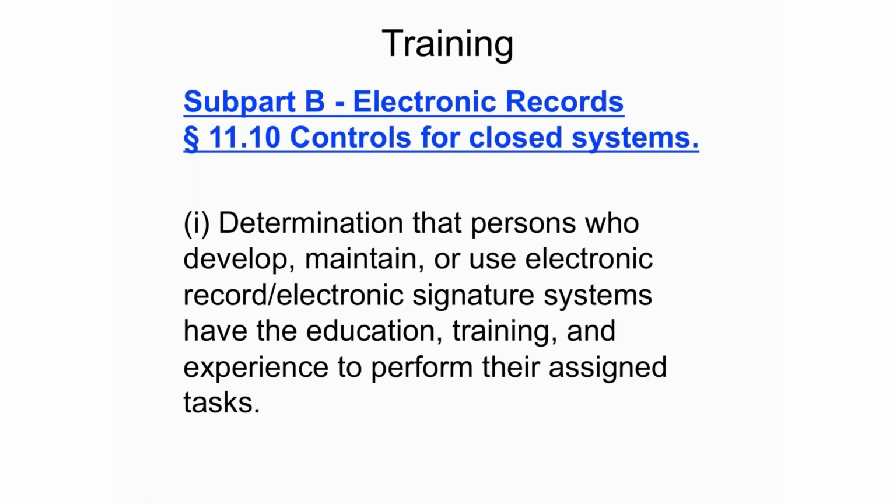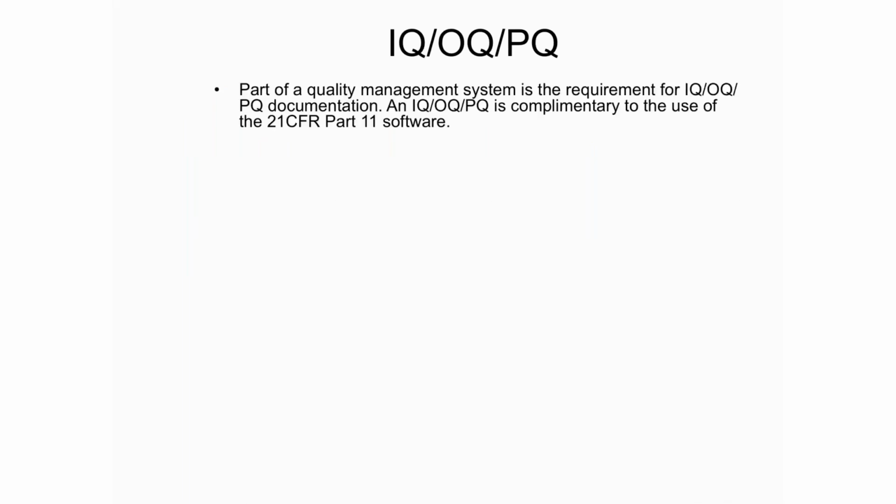Lastly, training is another important aspect to 21 CFR Part 11 compliance. Subpart B states, determination that persons who develop, maintain, or use electronic record or electronic signature systems have the education, training, and experience to perform the assigned task. We offer IQ, OQ, PQ documentation. Part of a quality management system is a requirement for IQ, OQ, PQ. And IQ, OQ, PQ is complementary to the use of the 21 CFR Part 11 software.